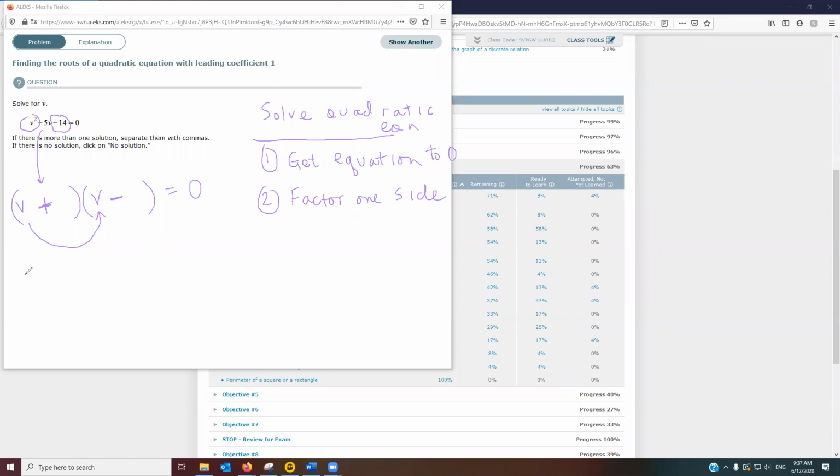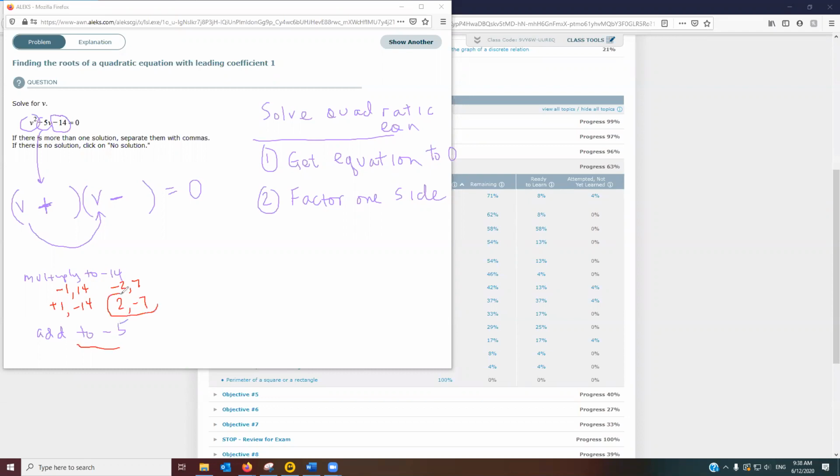Now I need two numbers to multiply to negative 14, but then they have to add to negative 5. So let me figure out two numbers that multiply to negative 14 but add to negative 5. Some options are negative 1 and 14, positive 1 and negative 14, negative 2 and 7, and 2 and negative 7. All of these numbers multiply to negative 14, but I need the option that adds to negative 5.